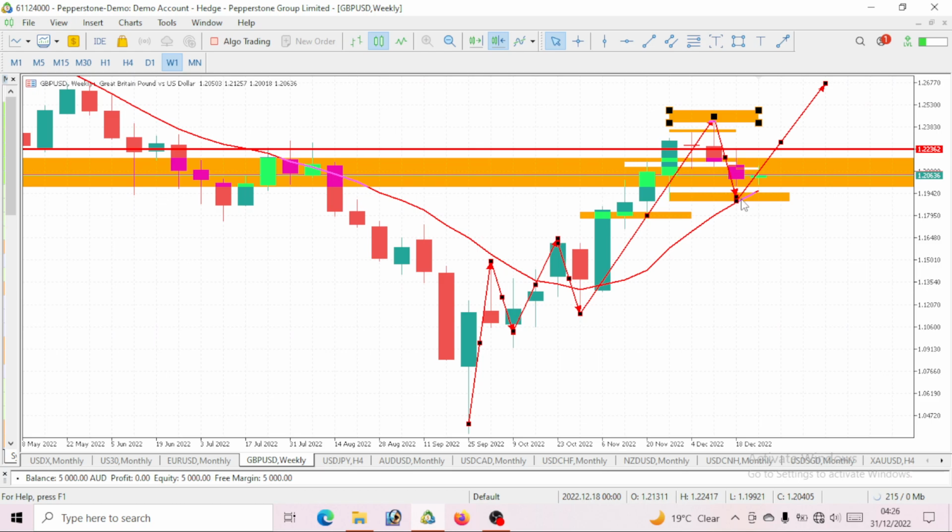Now take a look at this pullback that was made. We saw this pullback that came to our 10 period moving average. It did not hit it, but it was super close to it. And now we have continued that bullish move. So that is what it is on GBPUSD.